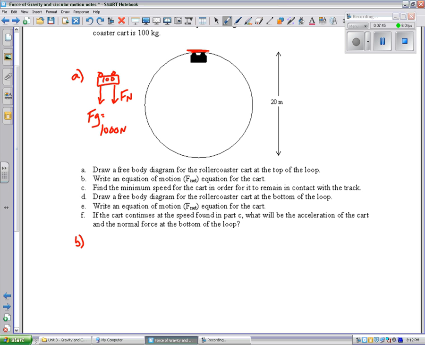Part B, write an equation of motion, an F net equation for the car. Okay, so Fn and Fg are in the same direction. If they're in the same direction, I'm going to add them. So when I do my F net equals ma, then that's going to be Fn plus Fg equals ma. Now, we can go farther with that. We could either do it here in part B or move into part C. So I'm going to box this in, and then I'm going to show you what you do from there.